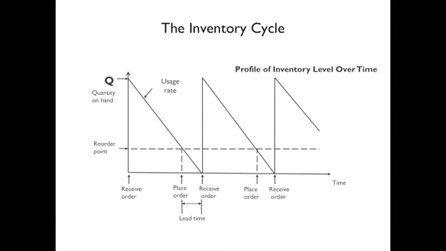Inventory cycle. So here, on this axis is the quantity on hand. Here's your usage rate. And what you want is your reorder point to be, if this is how long it takes to get it, you want to place the order right here so it comes right when you run out. So here's a profile of an inventory over time. You order it, it comes in, you get the inventory, you come down here, you order it. So this is the reorder point right here. So you're always ordering right here.